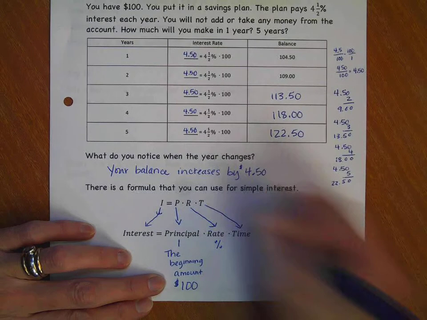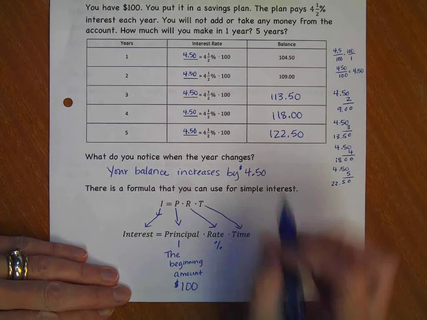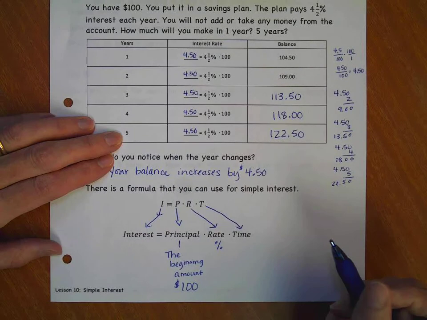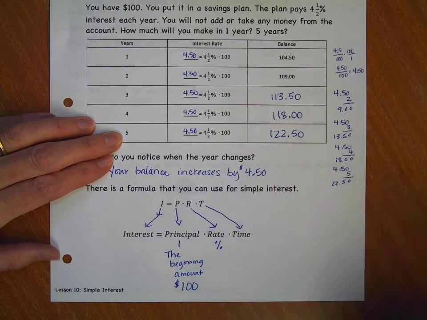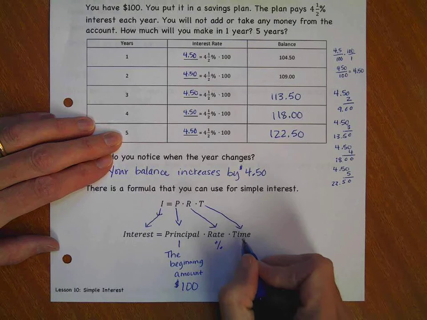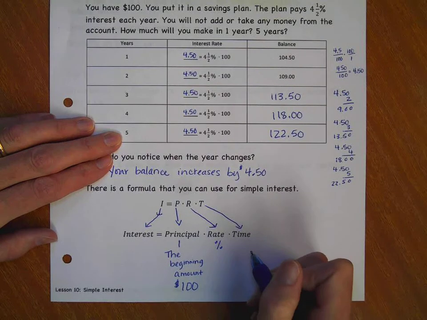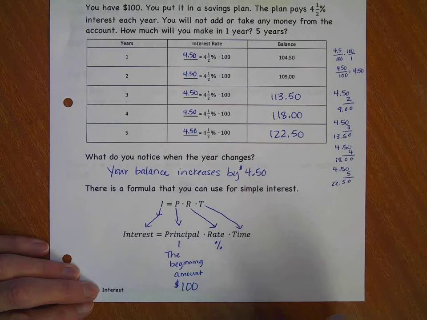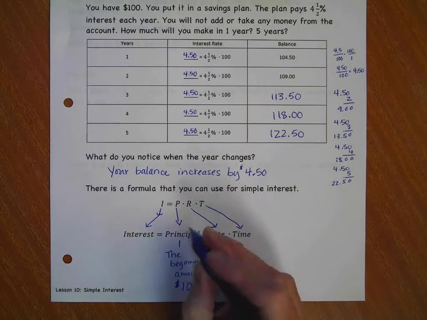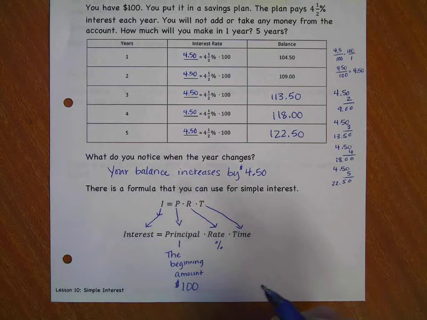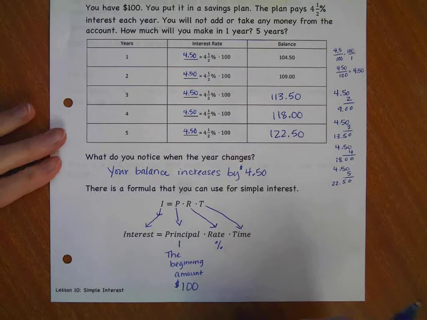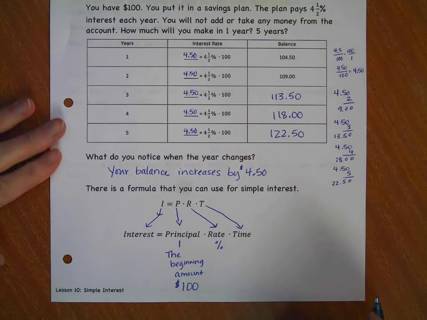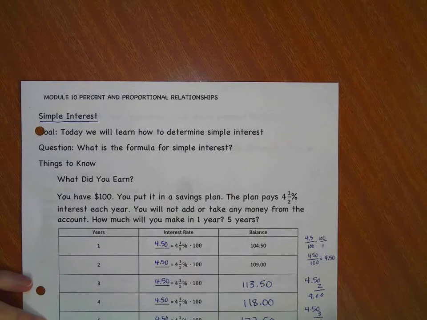And then the time is how long you keep it in there. So if you kept it in there for 1 year, you got $4.50. If you kept it in there for 5 years, you got $22.50. So the time is how long you keep it in your place. The interest is what you earn or what you have to pay, okay? And so it's actually a really helpful formula that helps banks and it helps you as the money owner to be able to figure out what you're working with, all right? So it's kind of nice.